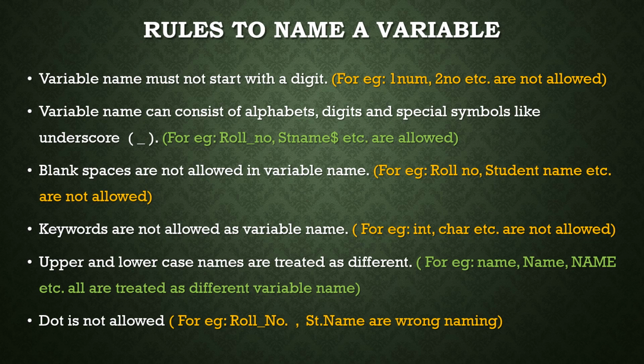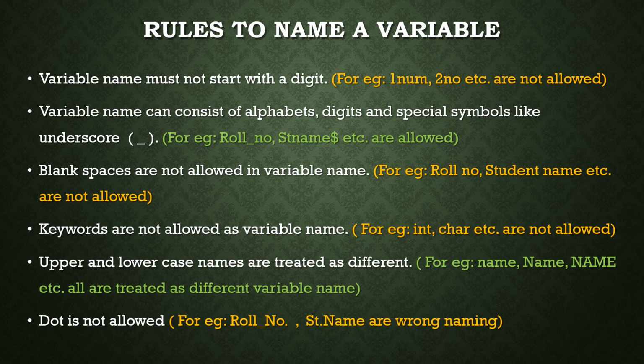Rule 5. Upper and lower case names are treated as different. Upper and lower means capital letters and small letters are treated as different. For example, see here, name all in small letters, Name with N capital, NAME all in capital letters. So if you define variables with different capital or lowercase letters, then all are treated as different variable names. But it is better to use small case letters for naming a variable.